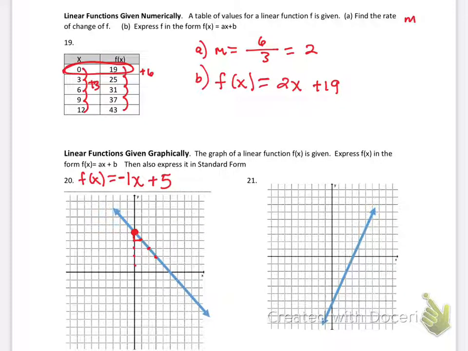Okay, standard form would then just be move the x over with the y. So f of x is also y, right? So I'll just move it down here. So y plus x equals 5. Okay, we don't really use standard form much, but your book does, so might as well review it.